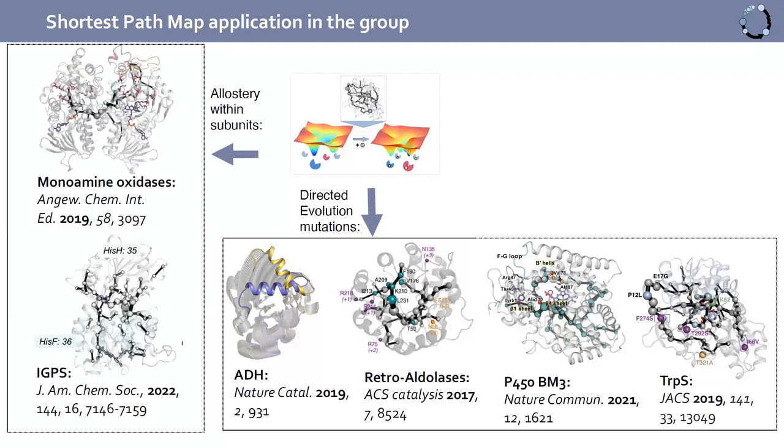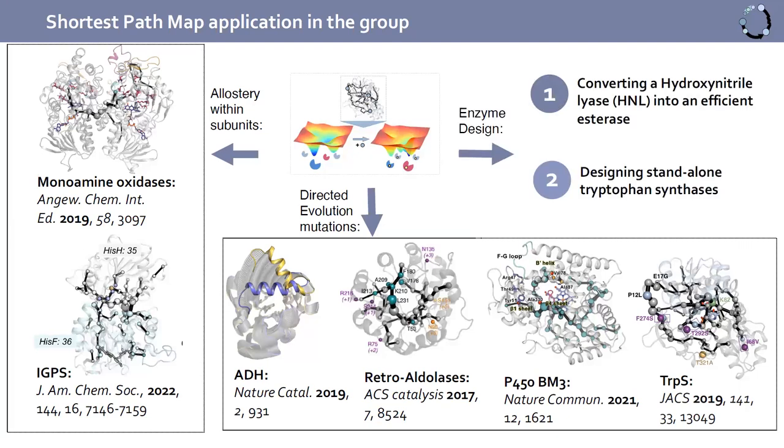We also applied it to allostery, for studying the communication between subunits, in the case of monoamine oxidases, between the two monomers, but also in the case of AGPS, which is a heterodimer, sorry. But in this case, what I would like to show you is how we are now using this tool to design. And in this regard, I'd like to explain two different projects.